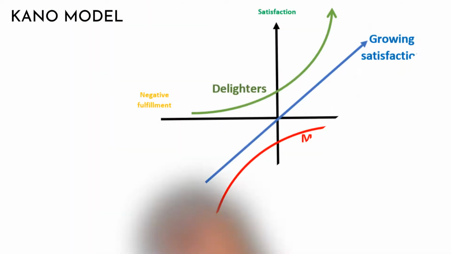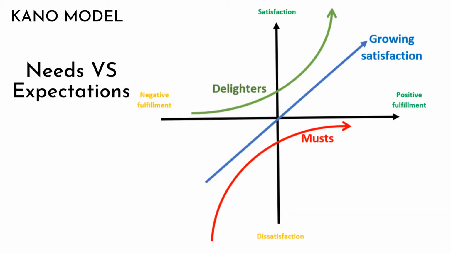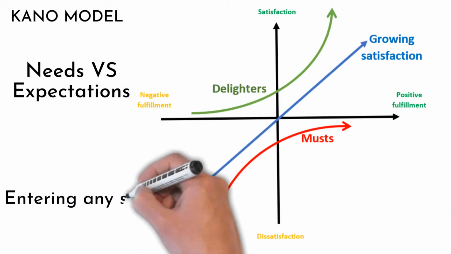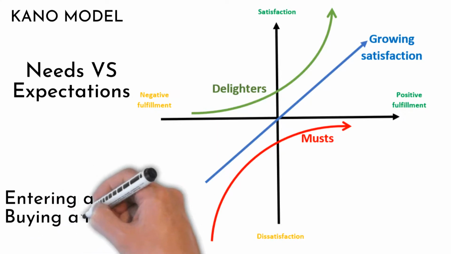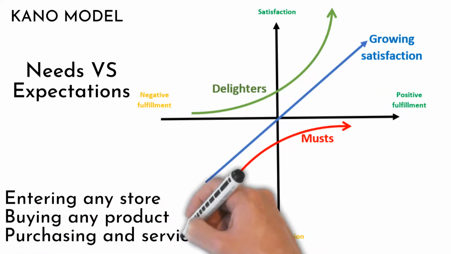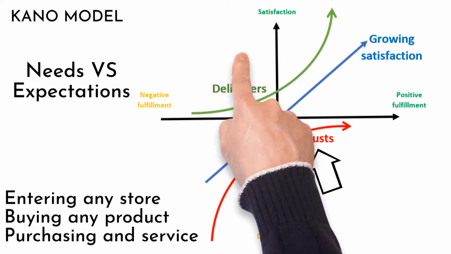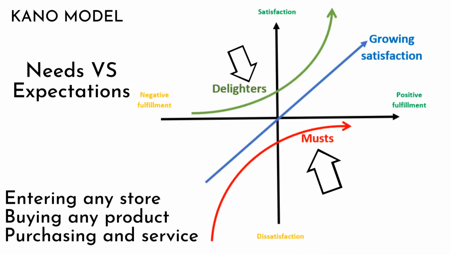The KANO model talks about relationships between customer expectations and processes that should fulfill these expectations. You are the customer, as well as other customers. You have some needs and expectations to be fulfilled when you enter any store or buy any product. There are two types of expectations: musts and delighters.